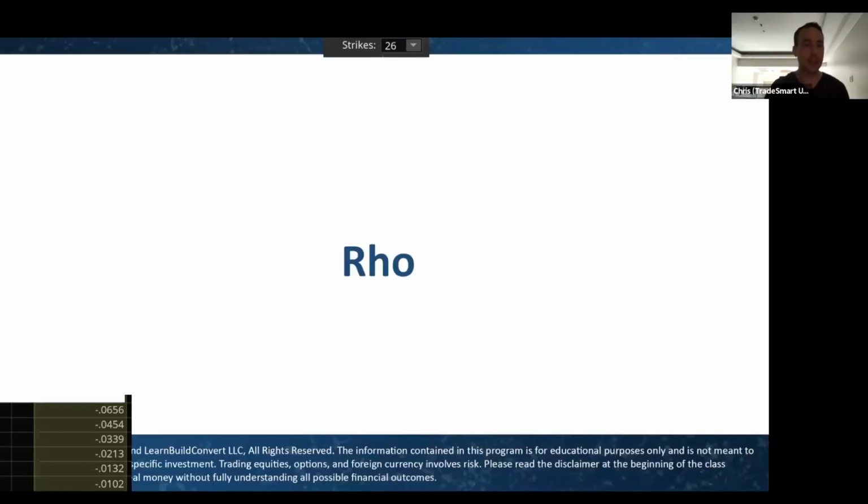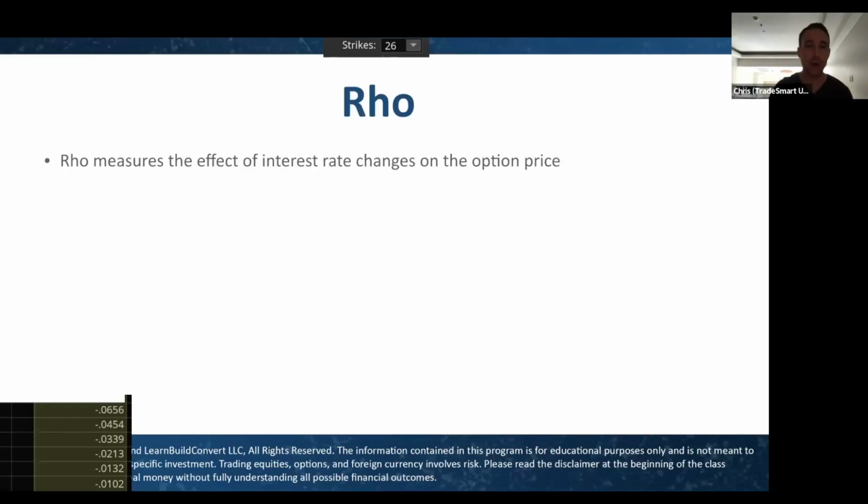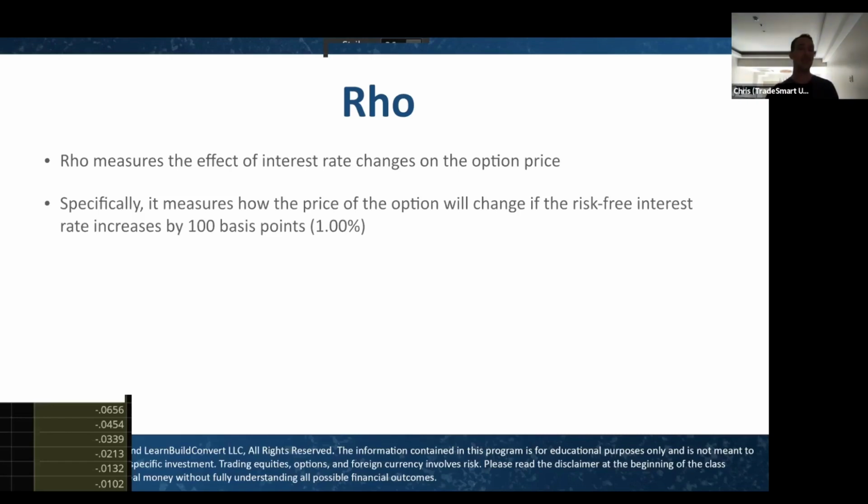Okay, cool. Let's talk about our second to last one here, which is rho. Rho measures the effect of interest rate changes on the option price. This has been negligible for a really long time, but now that the Fed's been raising interest rates, rho is becoming more and more important. Specifically, rho measures how the price of the option will change if the risk-free interest rate increases by 100 basis points. For those of you that are not familiar with Fed speak and that sort of thing, 1 basis point is 1/100%. So 100 basis points is 1%.